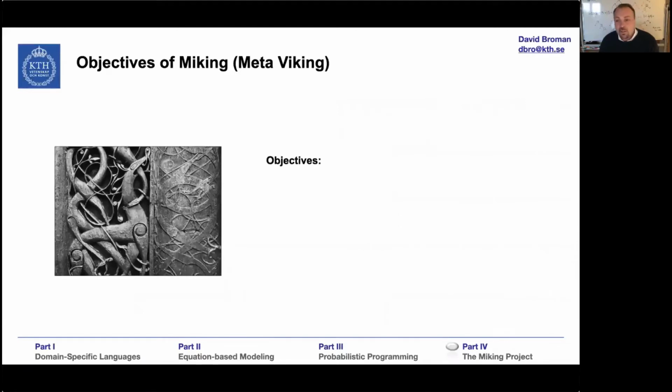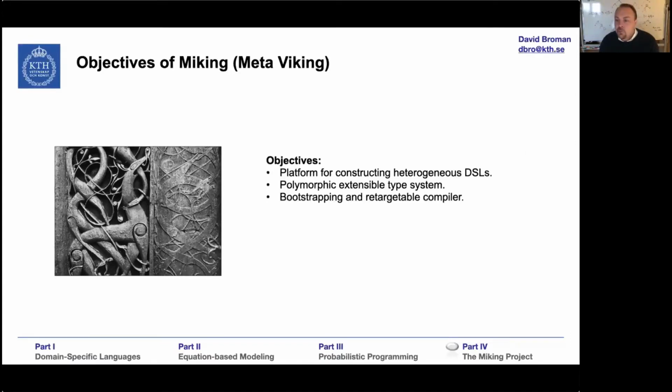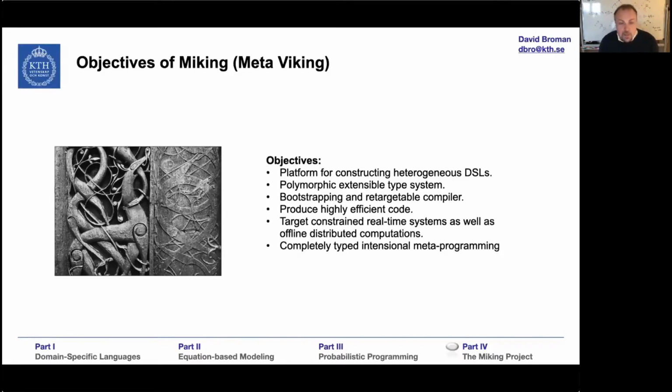So what is it? The objective is basically to have a platform for constructing heterogeneous DSLs, to have a type system, a polymorphic system. It bootstraps, so you can write it in itself, produce highly efficient code, and be able to target both real time and distributed computations. It includes metaprogramming and a self-learning compiler. I'll come back to that a little bit, and to have it be open source.